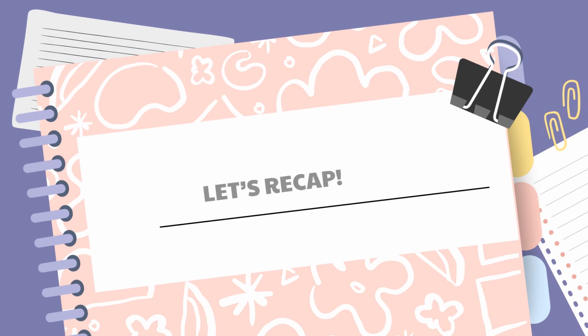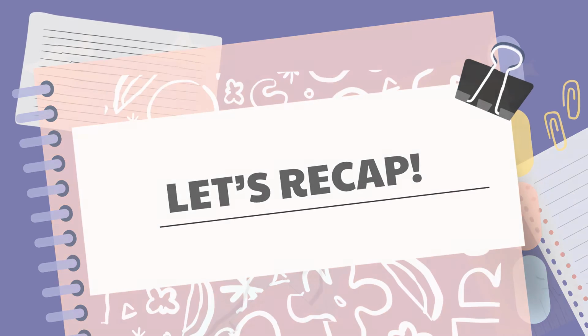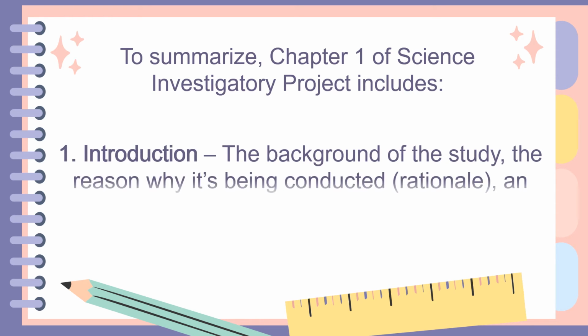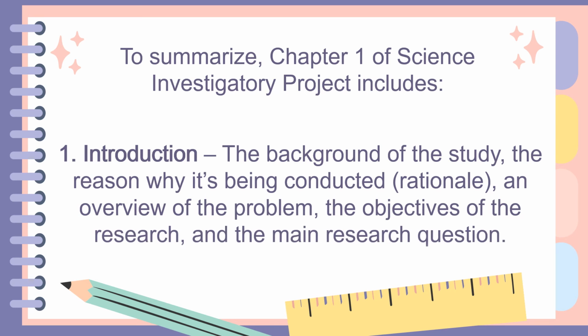Let's recap. To summarize, Chapter 1 of Science Investigatory Project includes: 1. Introduction. It includes the background of the study, the reason why it's being conducted, rationale, an overview of the problem, the objectives of the research, and the main research question.